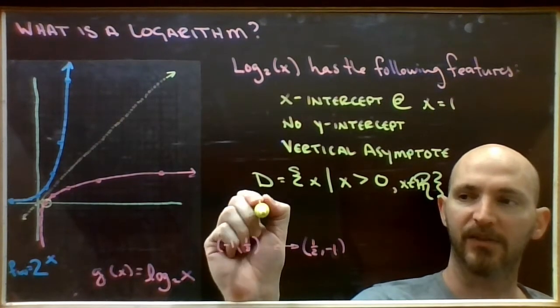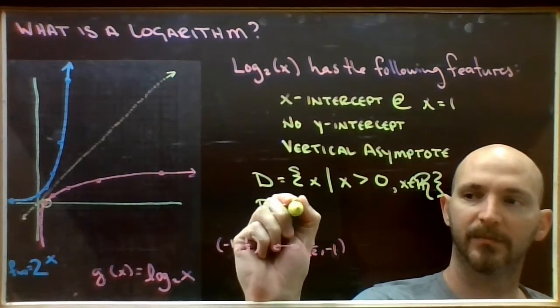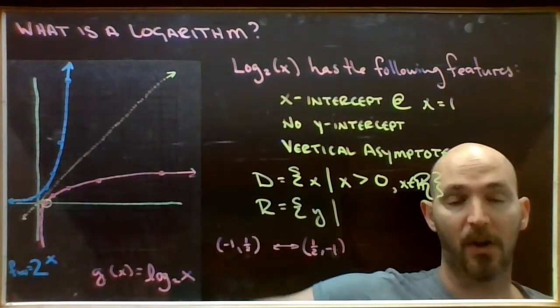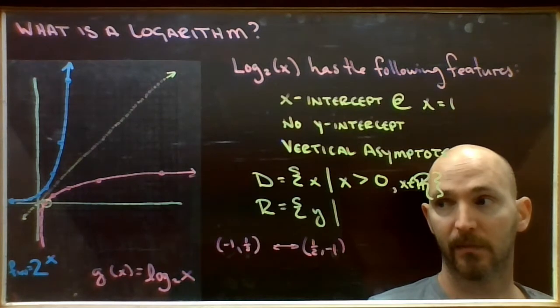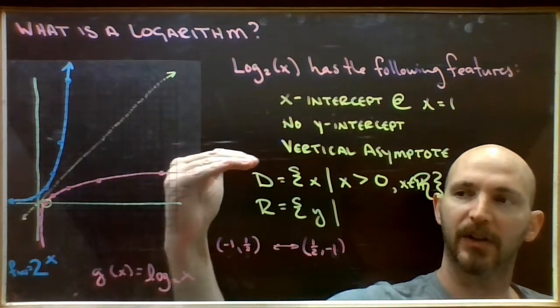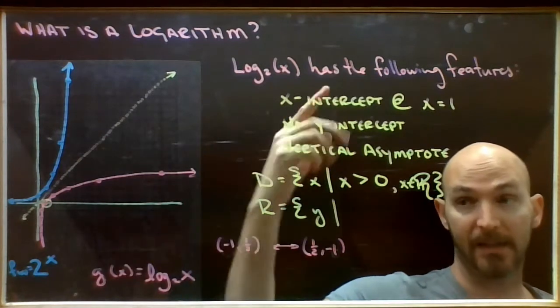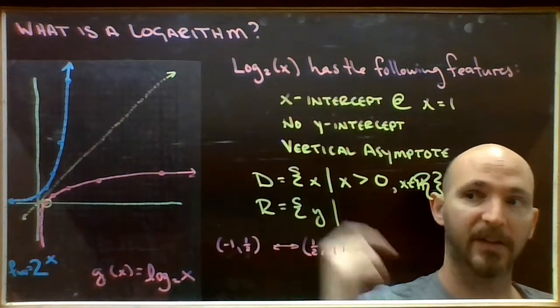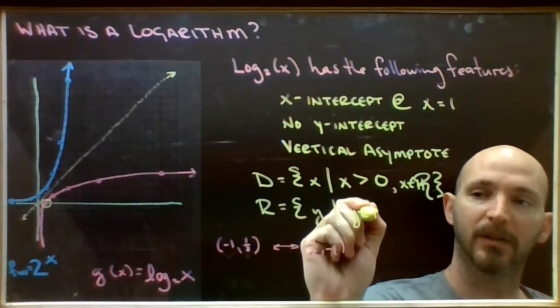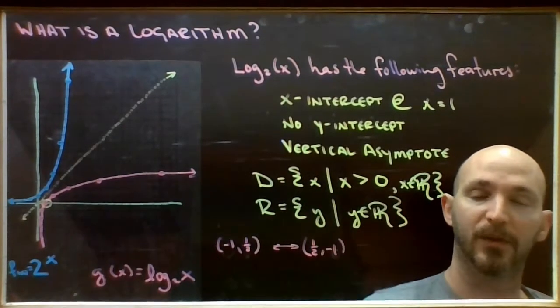As far as range is concerned, this tail goes all the way to -infinity, and this end, while it doesn't seem to be getting there very quickly, is in fact rising all the way. So it will eventually go all the way up. So there are no restrictions on y for the range of this function.